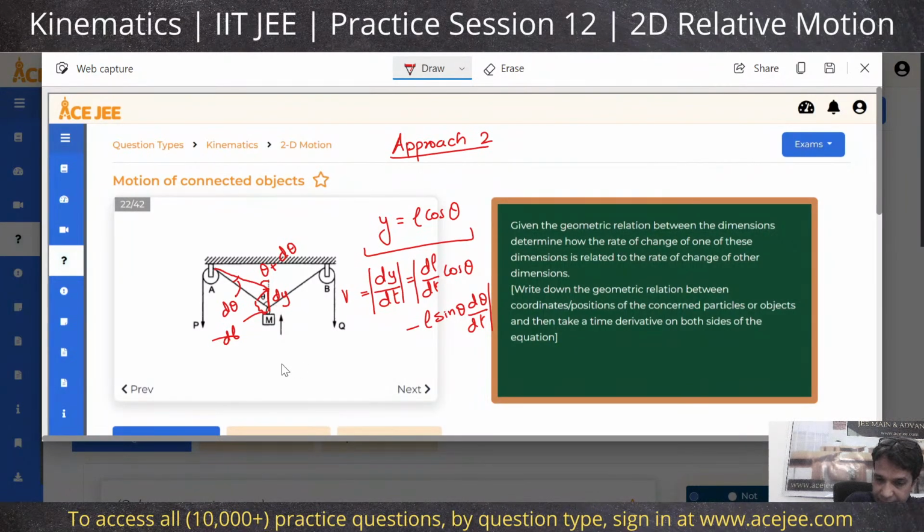Okay. So can I say that dy cos theta is dl? Let me redraw the diagram here. This angle is theta.